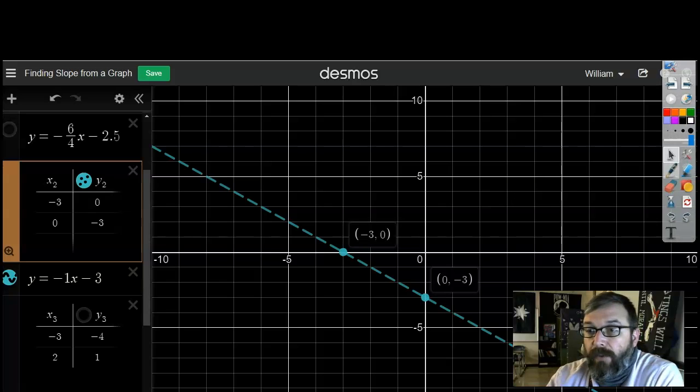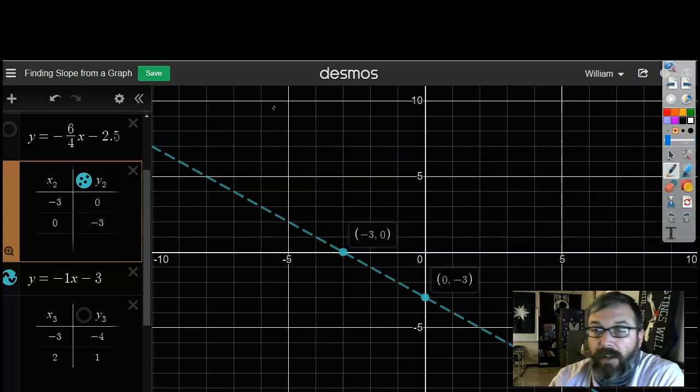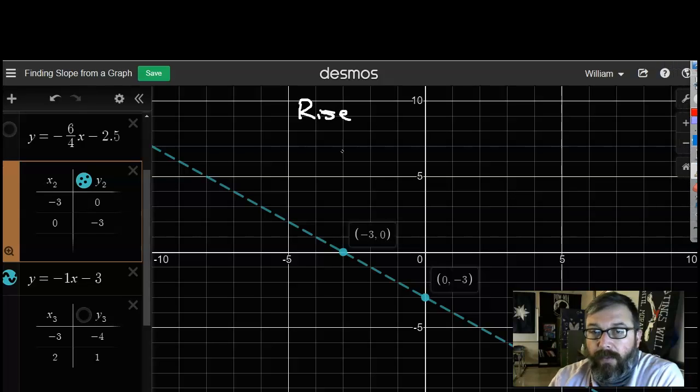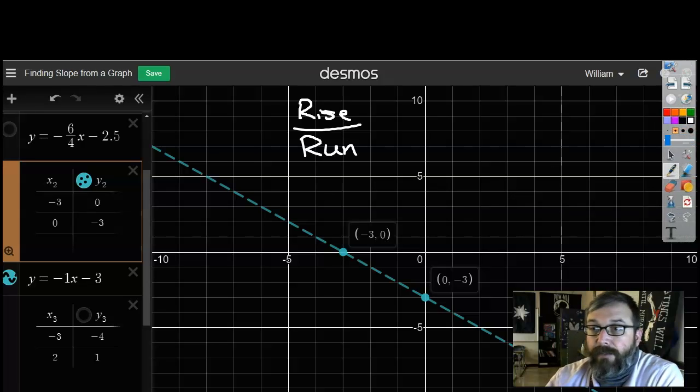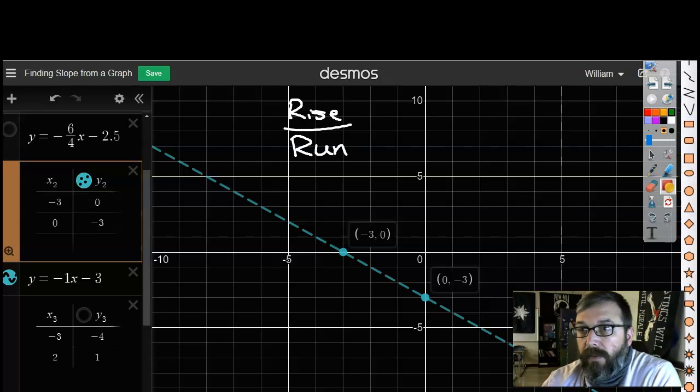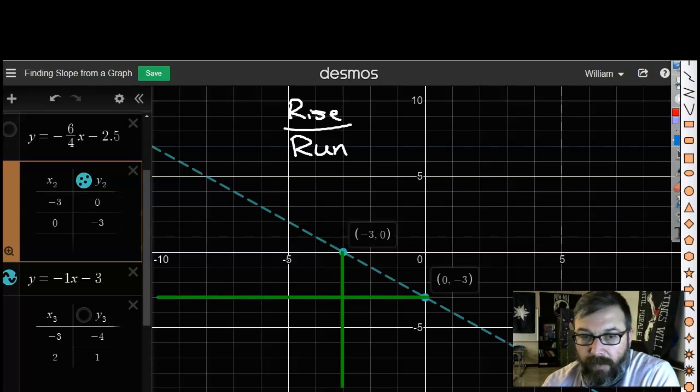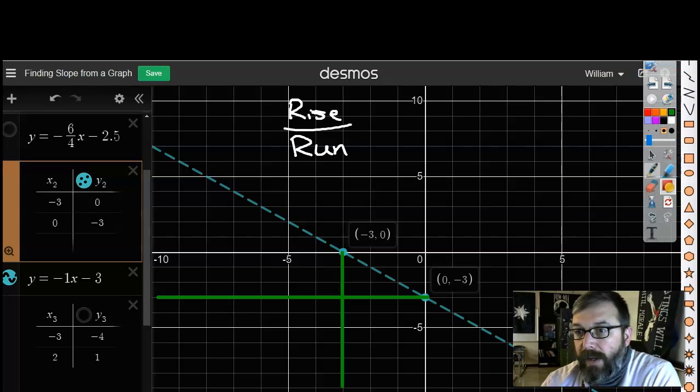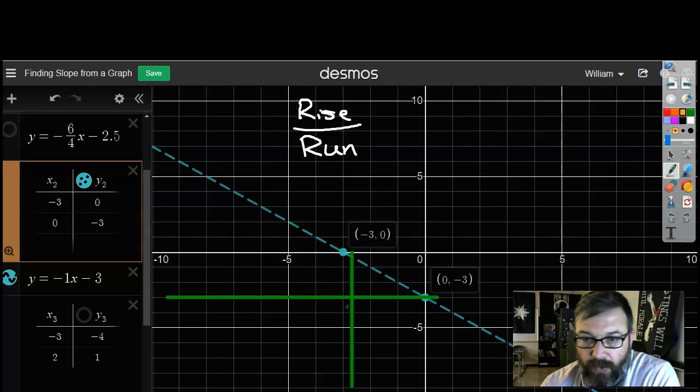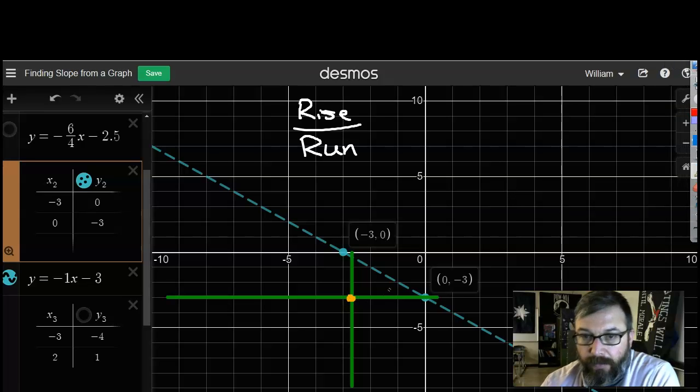Okay, so again, remember, I'm looking for rise over run. So I'm going to look for that vertical line from the first point, and I'm going to look for the horizontal line from the second point, and now I'm looking at where do they intersect. Well, they intersect right here, and I'm just going to count. So I'm going down 1, 2, 3.